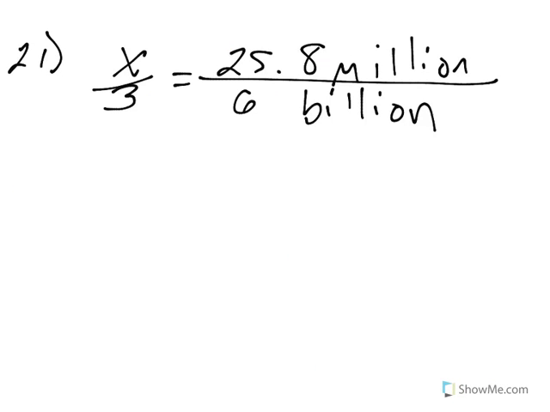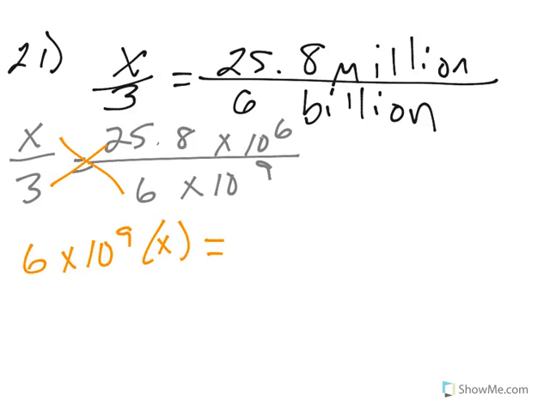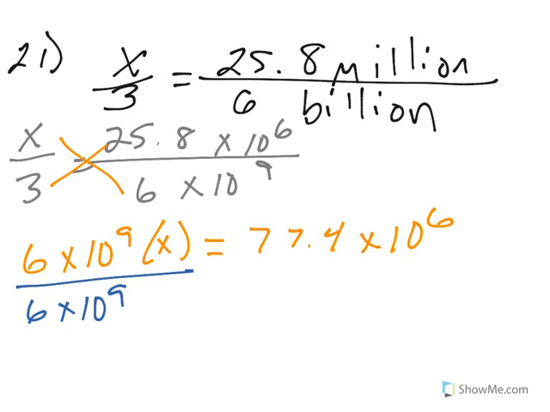Million and billion. I'm going to go ahead and rewrite this first with 25.8. Million is times 10 to the 6th. Billion is times 10 to the 9th. So when I cross multiply, I get 6 times 10 to the 9th x equals, and 3 times 25.8 is going to give me 77.4 times 10 to the 6th. So I divide by the number in front of x, which in this case is 6 times 10 to the 9th. Sorry, that 10 was a little bit janky.